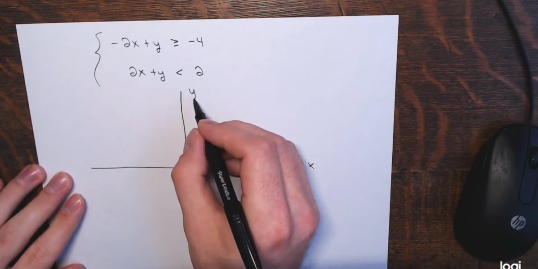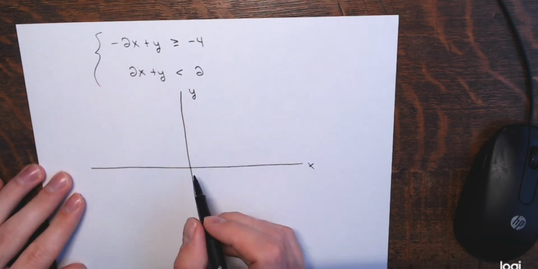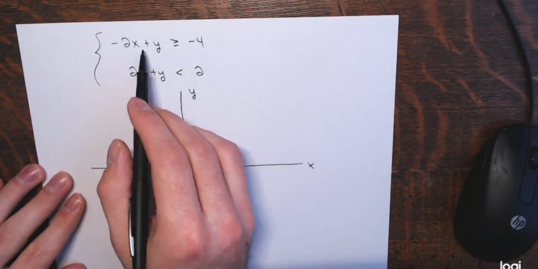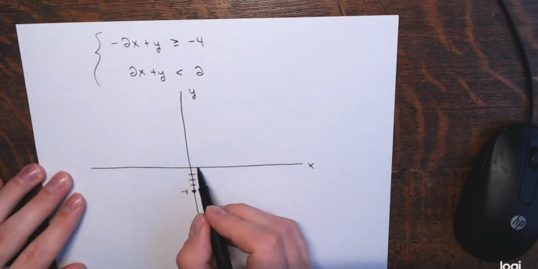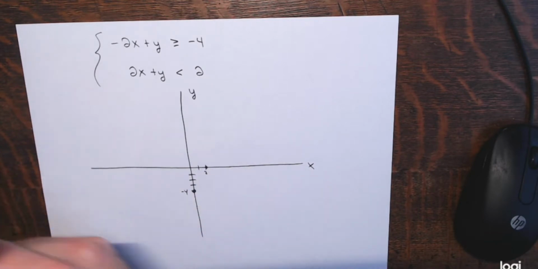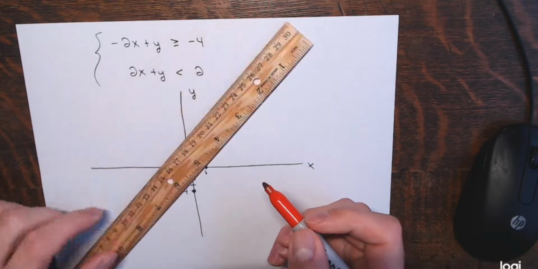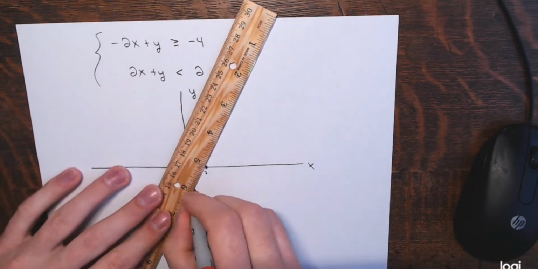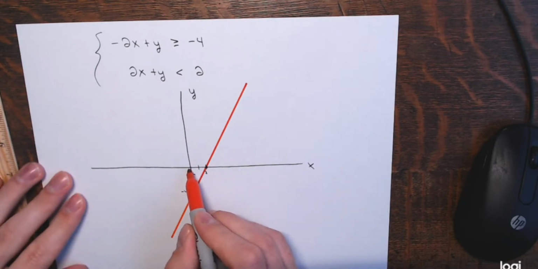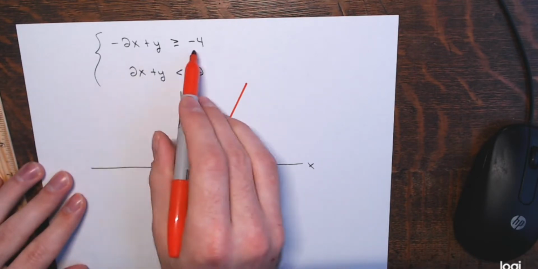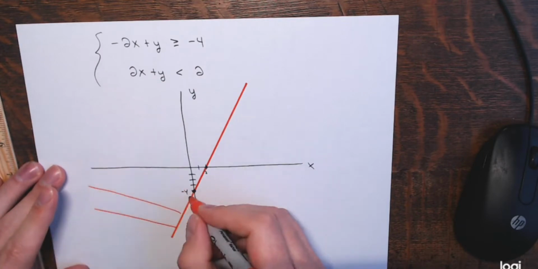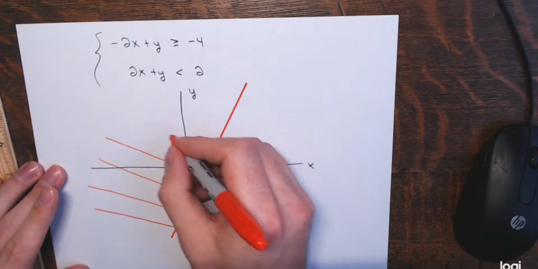Now the first boundary line will have (0, -4) as a y-intercept, and (2, 0) as an x-intercept. And it'll be a solid boundary line. So like this. And (0, 0) is on this side. That is a solution. 0 is greater than negative 4. That works. So this side of this line has all the solutions of the first inequality.